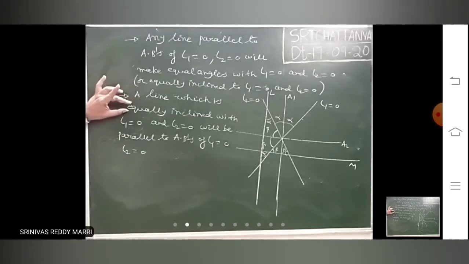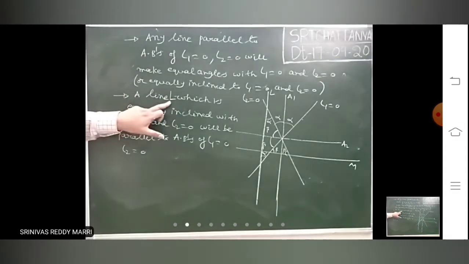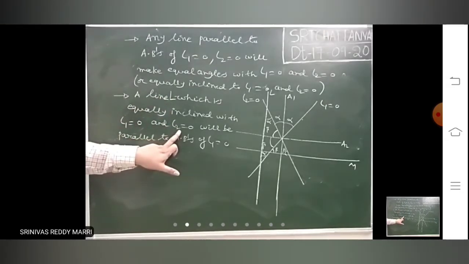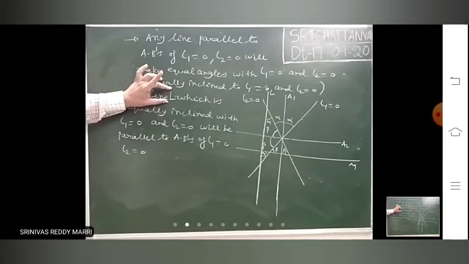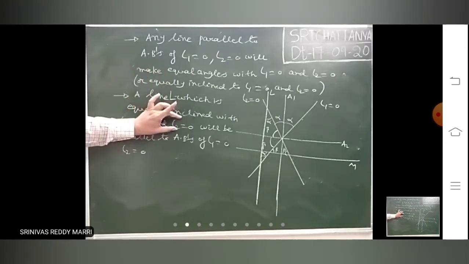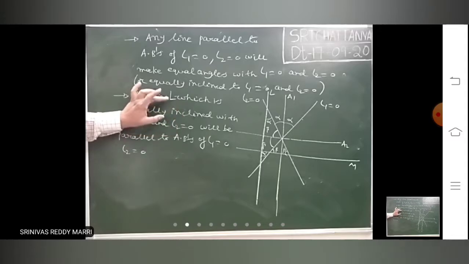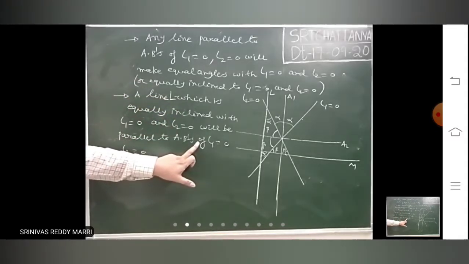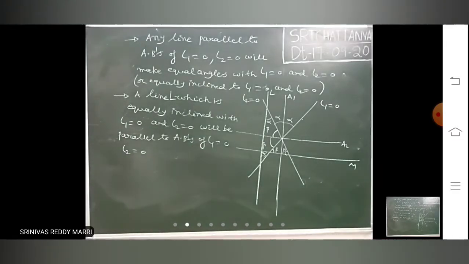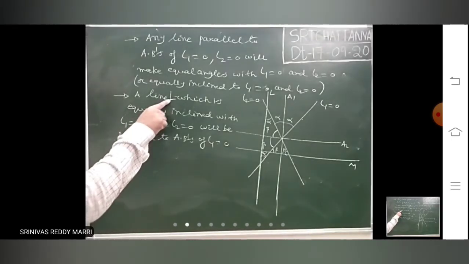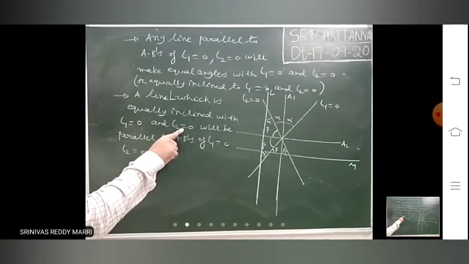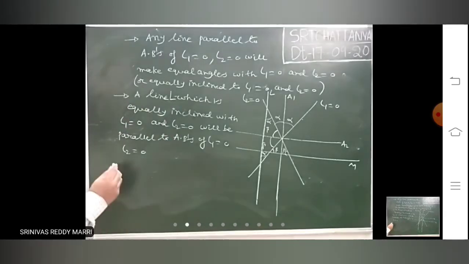A line which is equally inclined means a line L, let us say, which makes the same angles with L1 equal to 0 and L2 equal to 0. Suppose a line is there which makes equal angles with L1 equal to 0 and L2 equal to 0. Then that line L will be parallel to angular bisectors of L1 equal to 0 and L2 equal to 0. If you want to find any line which makes equal angles with these two lines, that line will be parallel to angular bisectors. Okay.